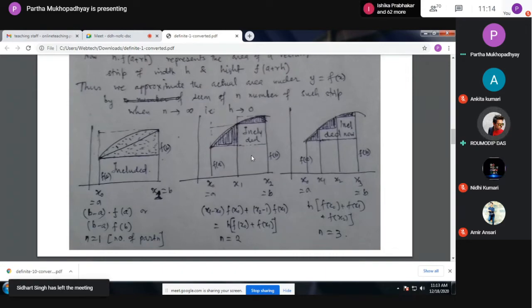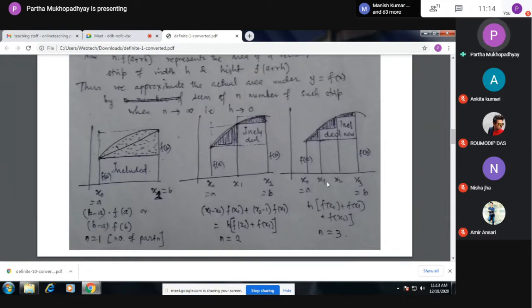Sir, the more parts we divide, the more accurate a value we can get. That is clear from this figure. In the previous situation, this rectangle area was considered. Now we are considering this much more area, where it is written "included part," this dotted part. This part is now more added. We can now account for this part, so it will actually reduce the error.